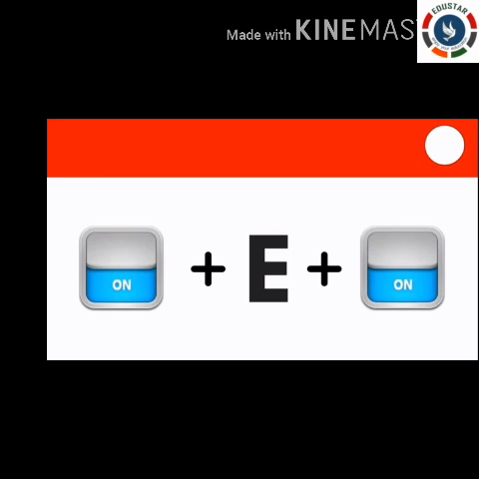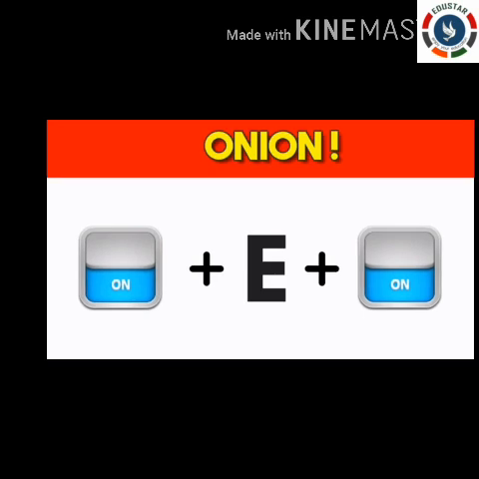Next, fifth question. See the fifth question. Very easy question. See the first picture, what it is written? O-N on. It is written as O-N on, isn't it? Next, add letter E, again O-N on. Say continuously, you will get the answer. Shall I say? It is onion.